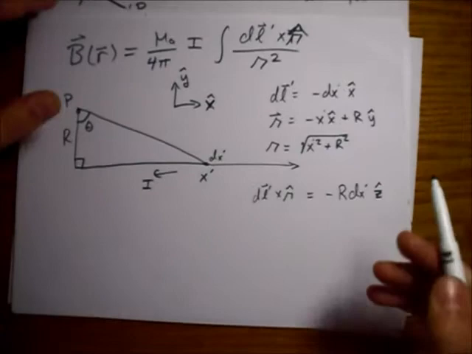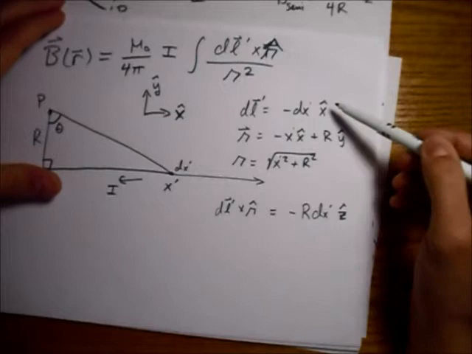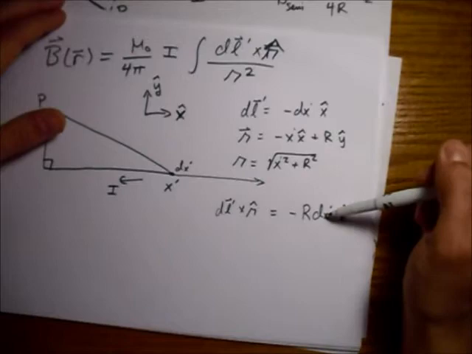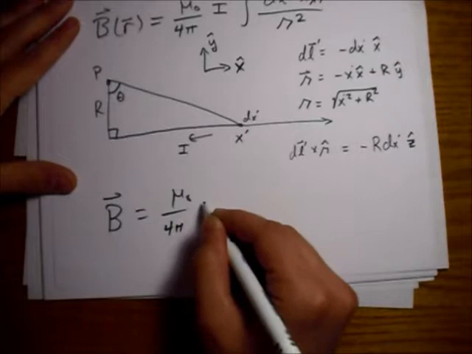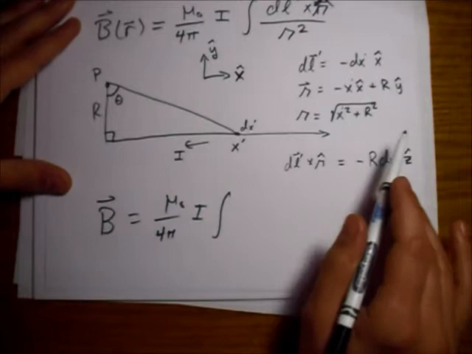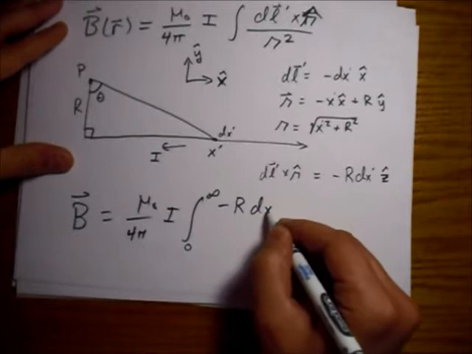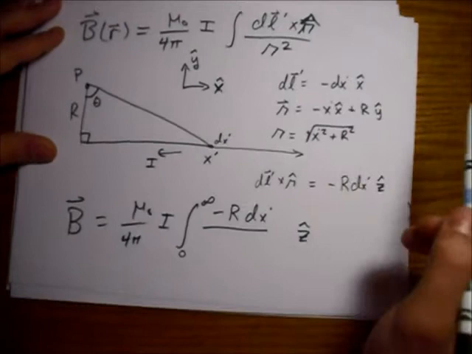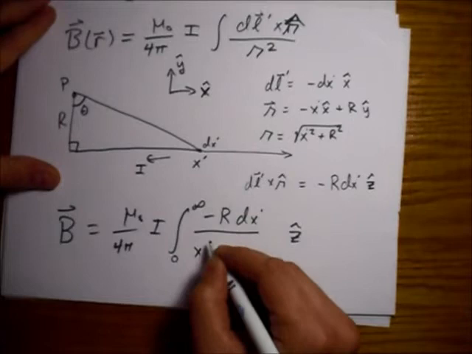When we do out this cross product from the top of this integral, all we get is x cross y gives us a z, because x cross x is going to give 0. And then we have this minus dx prime and this r. So writing out our new integral, mu naught over 4 pi, we have an I. By the way, this is going to be from 0 to infinity when we're integrating over x prime. The top part, minus r dx prime, the z hat direction, and the bottom part was just this r squared, so an x prime squared plus r squared.